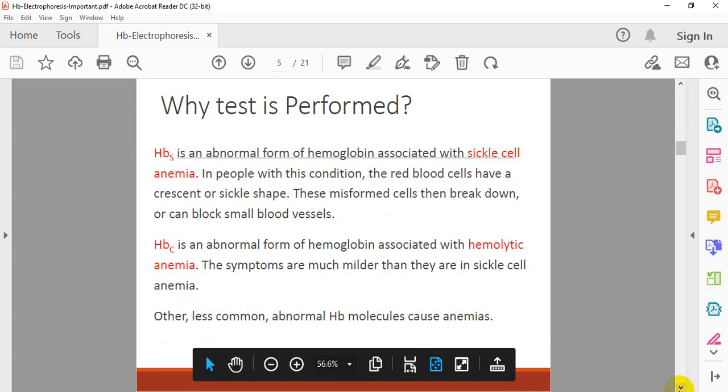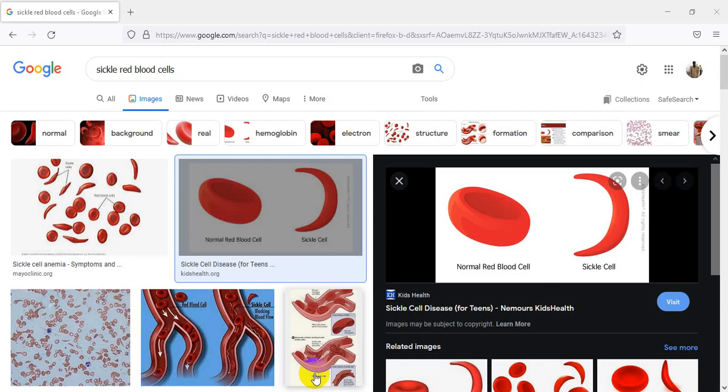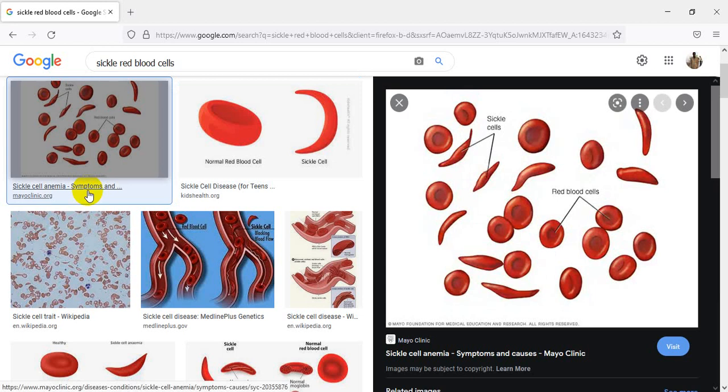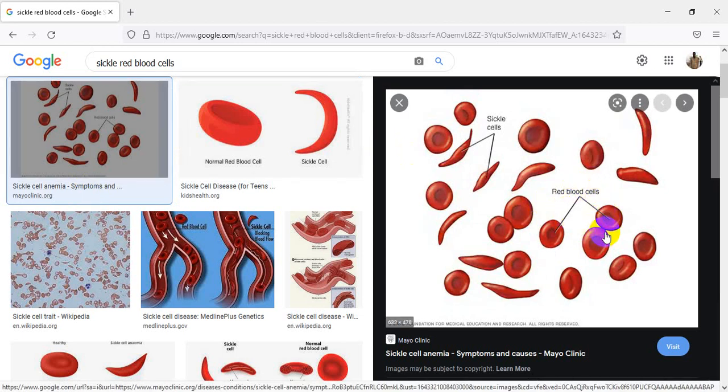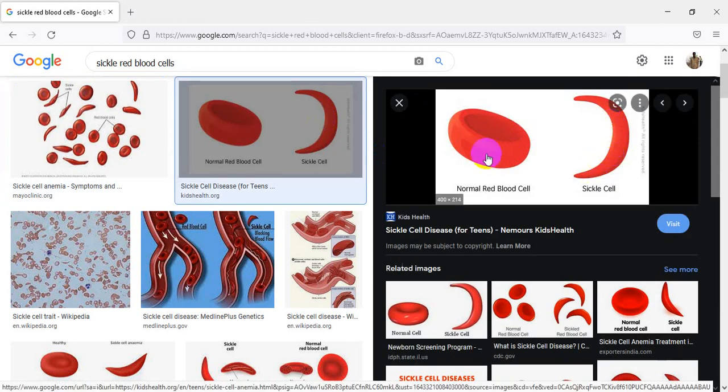Hemoglobin S is an abnormal form of hemoglobin associated with sickle cell anemia. In people with this condition, the red blood cells have a crescent or sickle shape. These misformed cells then break down and can block small blood vessels. This is how a sickled red blood cell looks. This is a normal red blood cell, which is a biconcave shape. Then these are the sickled cells.